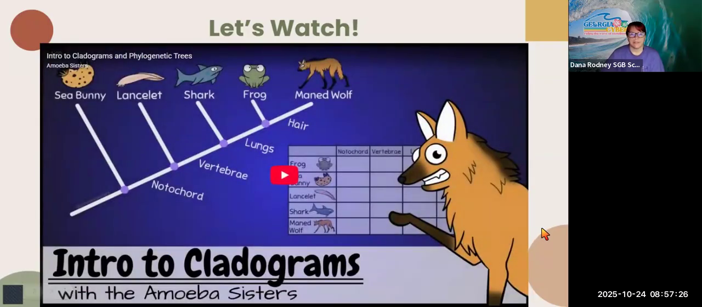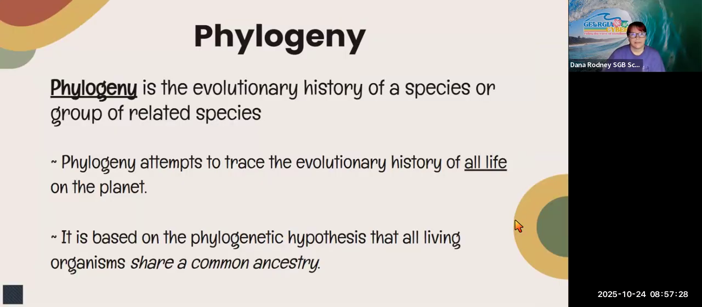All right, you guys. So that's cladograms. Phylogeny is when we start looking at phylogenetic trees.